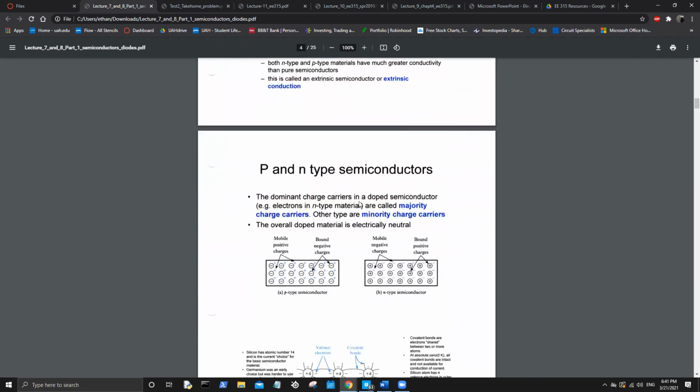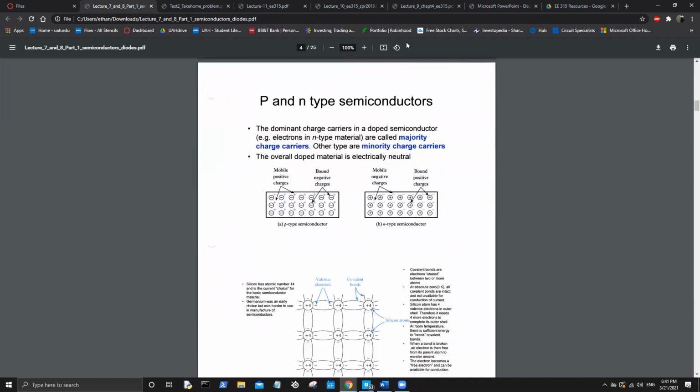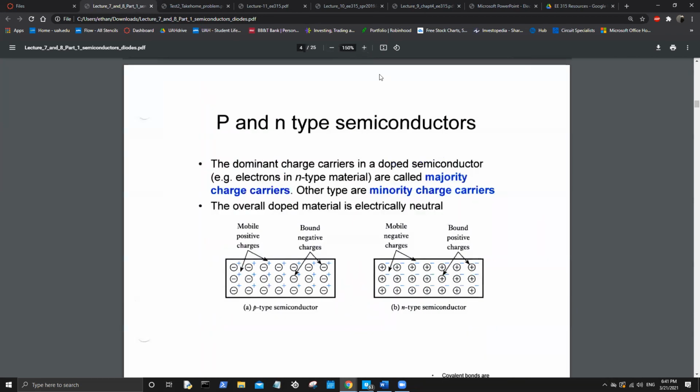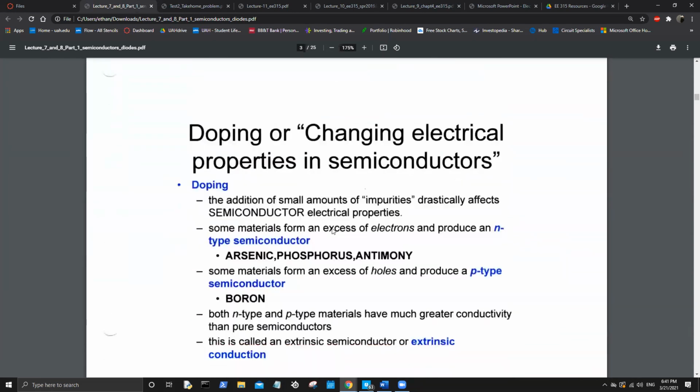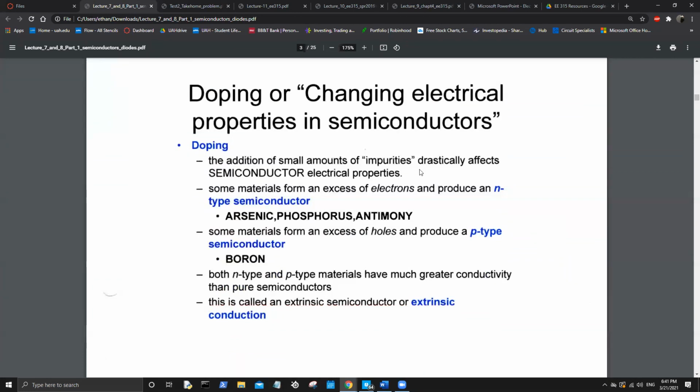That's the elements required for doping. So here's a picture that might be useful. Here's your p-type. We have mobile positive charges and bound negatives. There are still electrons in the system. So here's your doping. Here's your p-type. Boron. Anyone remember where boron is in the periodic table?